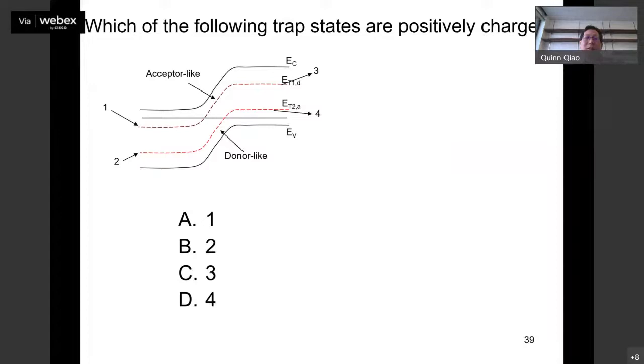So this question basically answers that question. So which trap state is positive charge? It's here, because this should be neutral when occupied. Now they lost those electrons, the occupied electrons, they become positive charge because they are above EF, above the Fermi level, okay? That's it. So the answer is what? It's 4 here, okay?